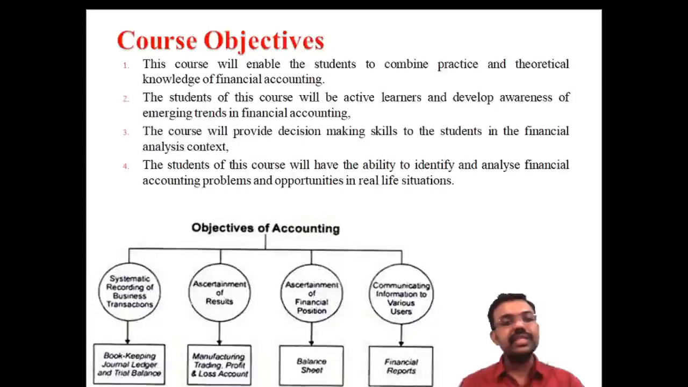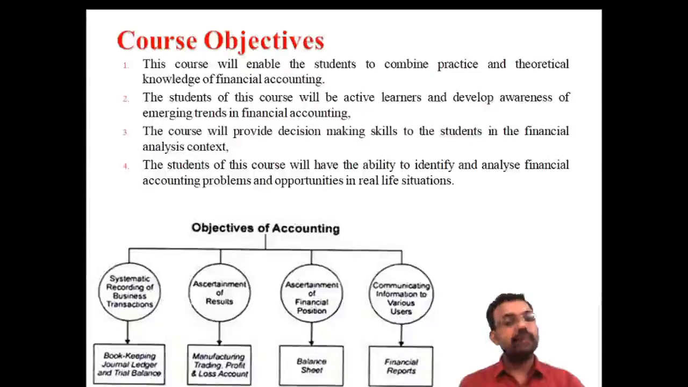The second one: students of this course will become active learners and develop awareness of emerging trends in financial accounting. Nowadays the current scenario is changing so fast. We are moving with IFRS. Therefore there is ample opportunity here, and you must be aware of the emerging trends in financial accounting. The second objective is to develop financial awareness.